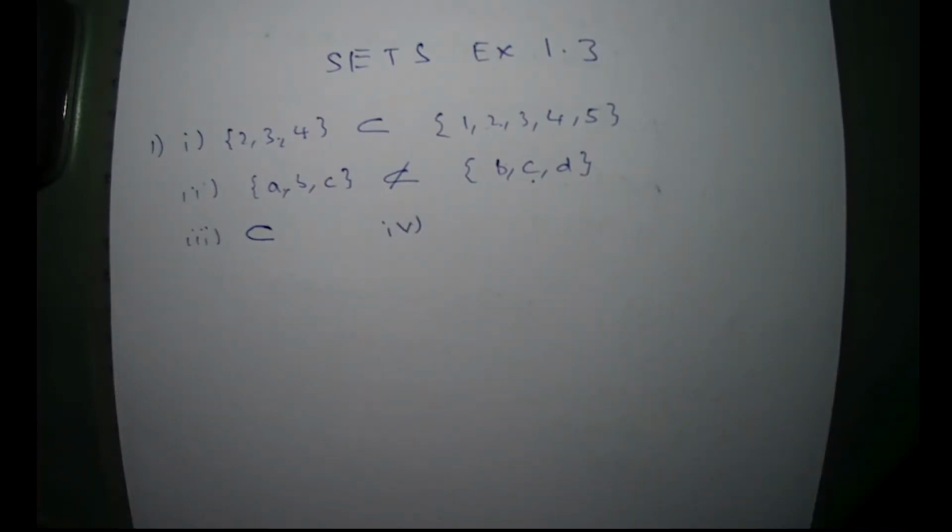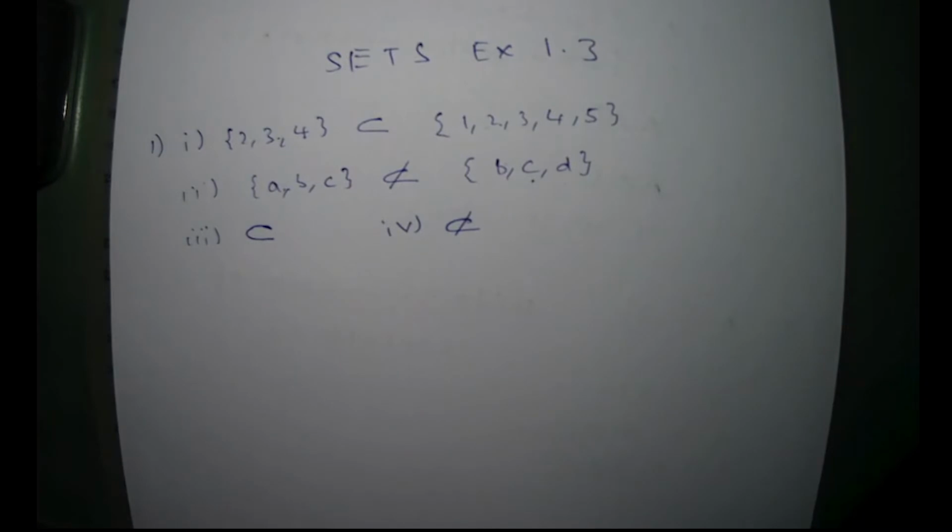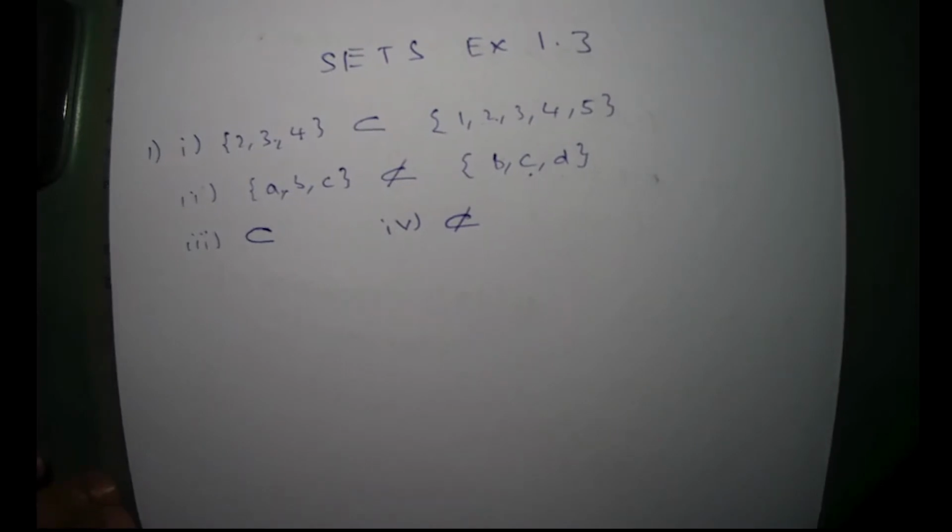The fourth question is, X is a circle in the plane and the other set is X is a circle in the same plane with radius 1 unit. So here we can tell this is not a subset, because in the first set X is a circle in the plane, so the radius of that circle can be anything: 1 unit, 0.5 unit, 100 units, 1000 units, anything. But in the second set we have circles which have radius only 1. So the first set's terms are not all present in the second set, so it is not a subset.